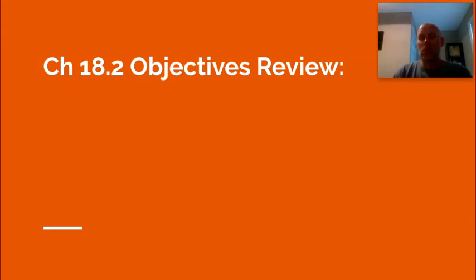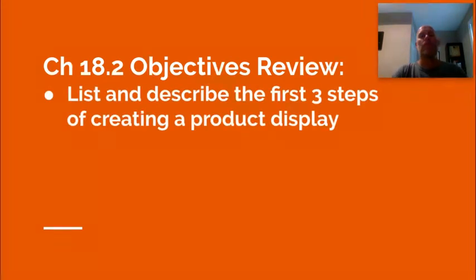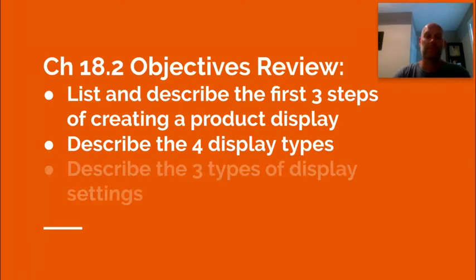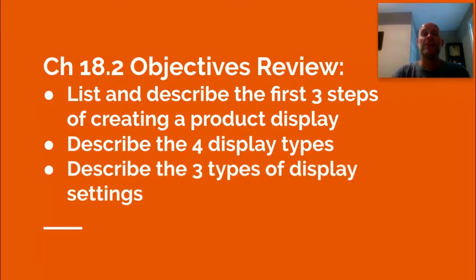Sad, I know. So chapter 18.2, objectives review. So list and describe the first 3 steps of creating a product display. Second, describe the 4 display types. And finally, describe the 3 types of display settings, or the 3 display settings. What are they?